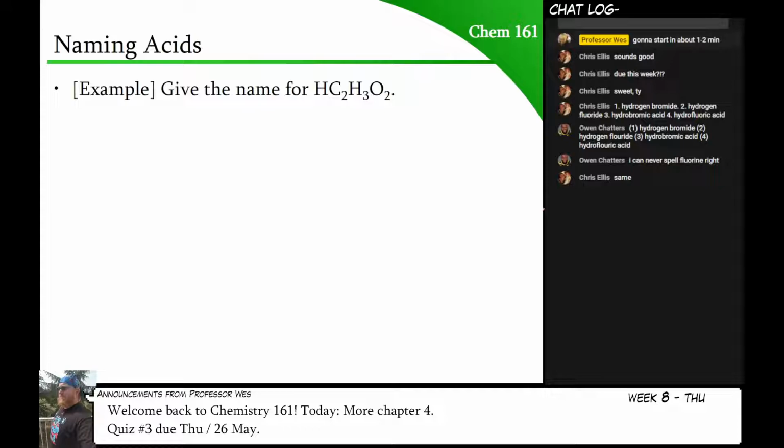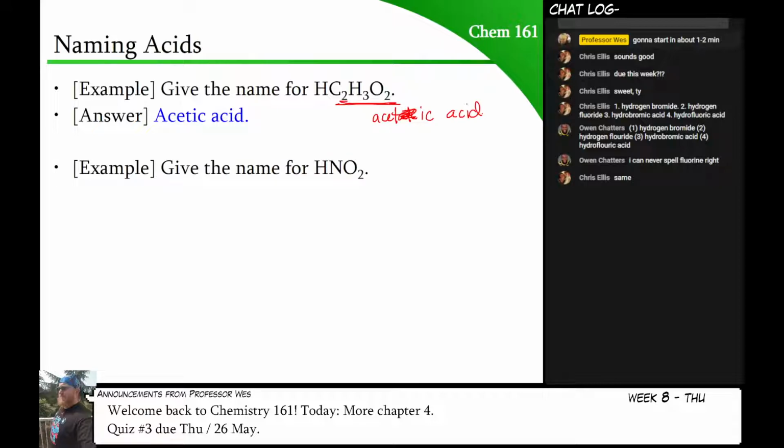What would I call this? So this ion is acetate right here. That ends in "ate," so we get rid of "ate" and we write ic acid. And that's what it is, acetic acid. What about this one? What is NO2? This is nitrite. We get rid of the "ite" and put ous acid. Nitrous acid. There you go.